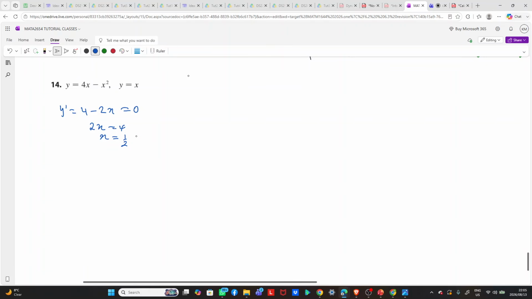Okay. So when x is 1 over 2, you plug it in here, we get the corresponding y will be 4 times 1 over 2 minus 1 over 2 raised to the power 2. So you basically get the corresponding y coordinate: 4 over 2 is going to be 2, then minus 1 over 4. So in particular, we have 8 minus 1 over 4. So this is 7 over 4. Okay, so that is 7 over 4.